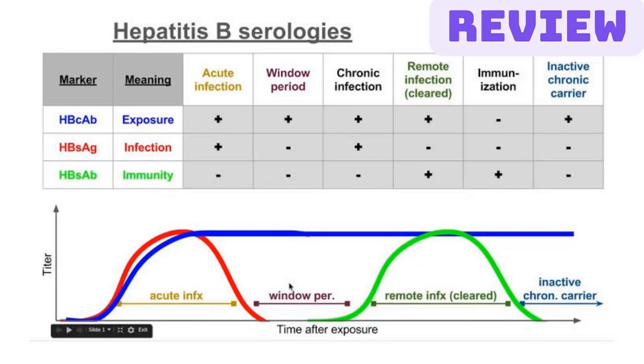What if we had hepatitis B and we've long since recovered from it? What are you going to have? Core antibody IgG and surface antibody. Very good. What if you just were immunized, vaccinated? What's the only thing you should have? Surface antibody. Okay, now we get a little tricky.